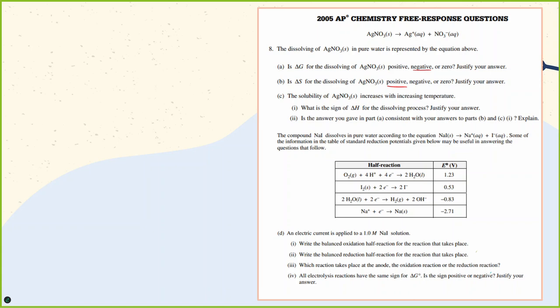Is the answer you gave in part A consistent with your parts B and C? Yes, because spontaneous reactions can have a positive, or endothermic, enthalpy. With a positive entropy, that just means that it's spontaneous and favorable at high temperatures. So it is still consistent with B and C. All right, so C1. So your A, yes, it would be consistent with it.